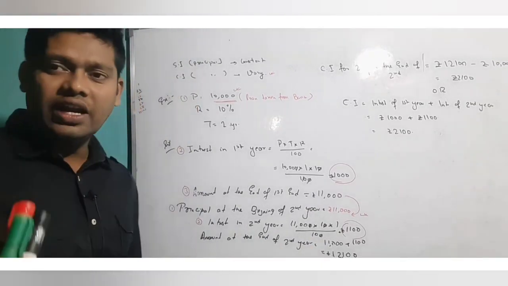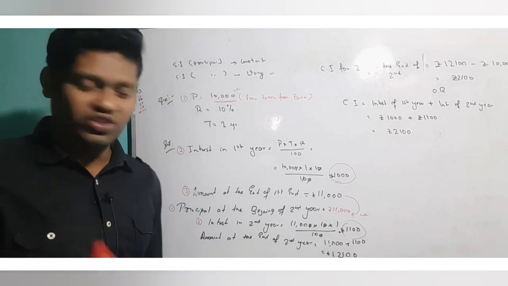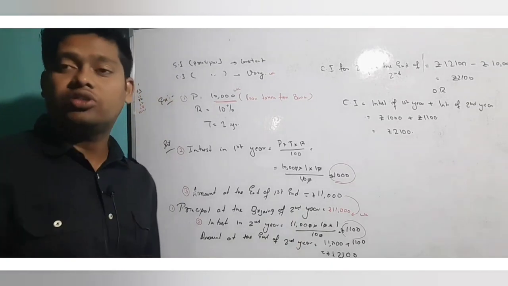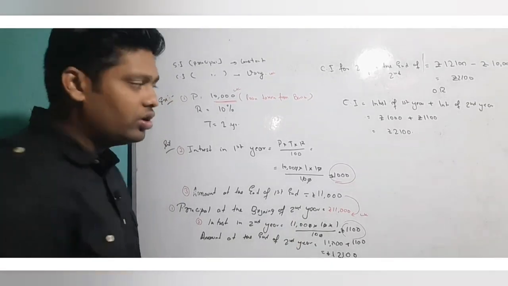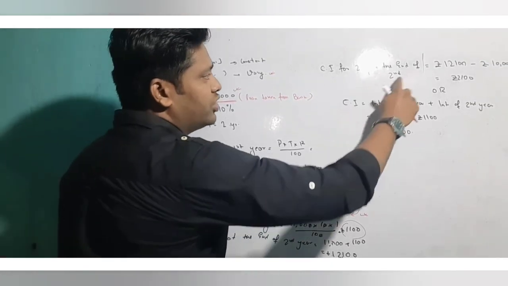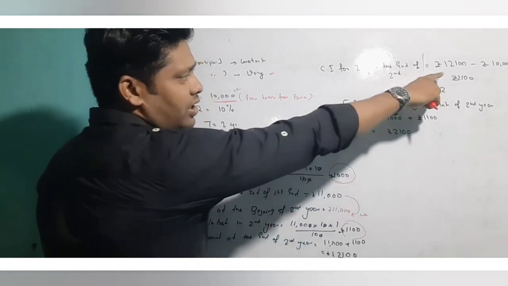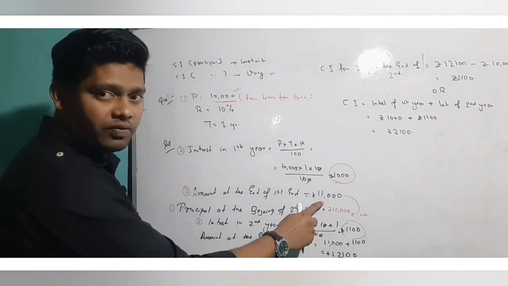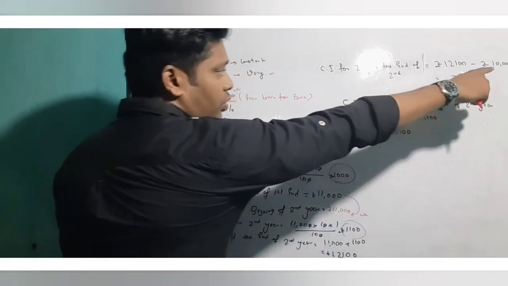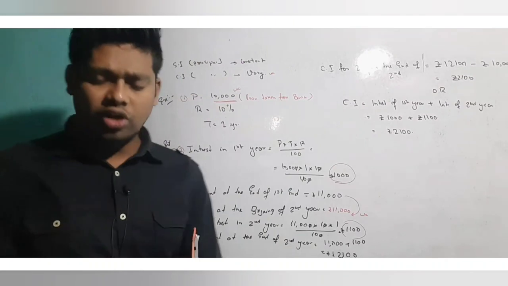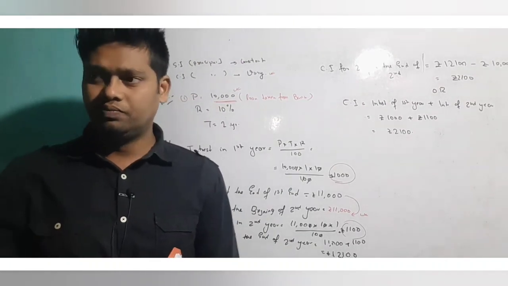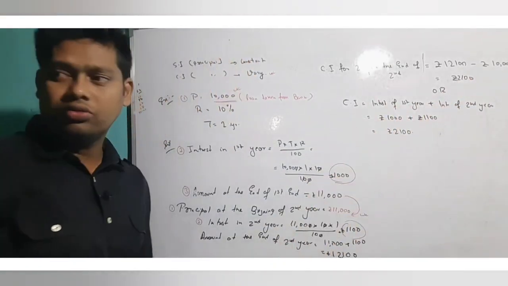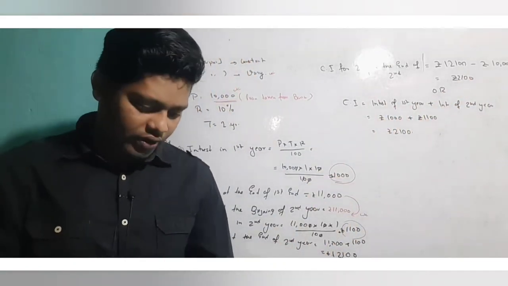Clear? If they say to find the compound interest at the end of the first year, you will use this one. Compound interest at the end of the first year means what you will do? Same thing, instead of the second year, the first year amount, 11,000, minus the original principal, which is 10,000 only. Everywhere you will do that. Or, if this is not there, you can directly do 1,000. Any method you can follow, whatever they are asking you to do.